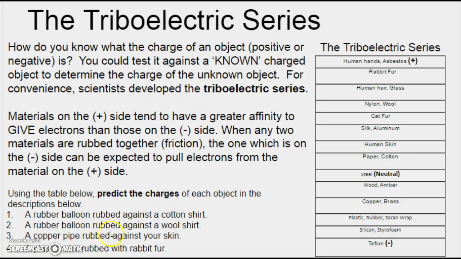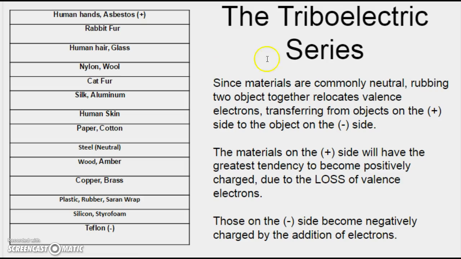And you can do these on your own here. You can kind of pause this and check these out yourself. But we're really just applying the Triboelectric Series. So the Triboelectric Series in its entirety is going to tell us what the tendency of objects in the positive and negative is when we rub them together, which one's going to give and which one's going to gain.